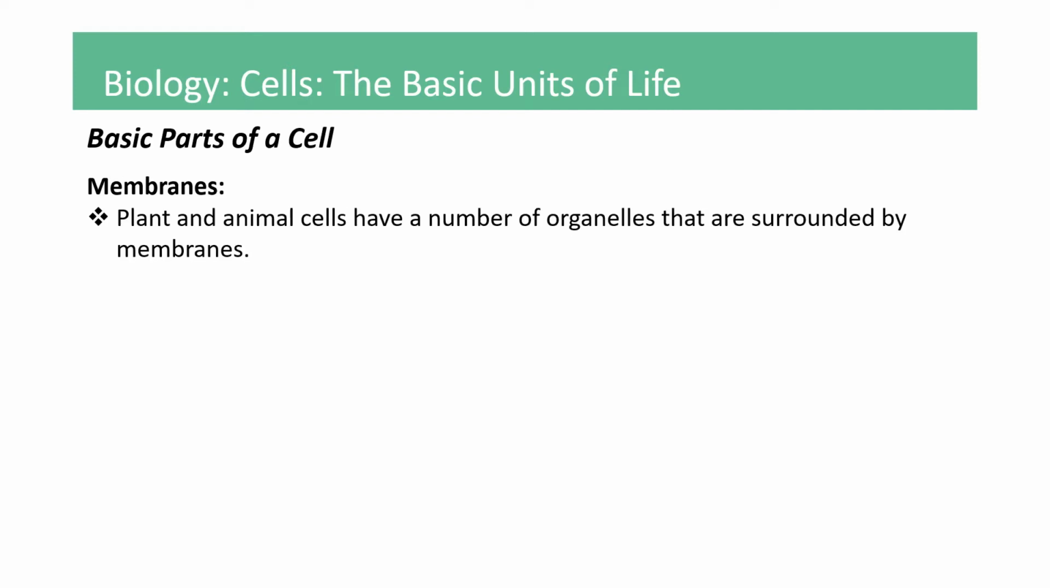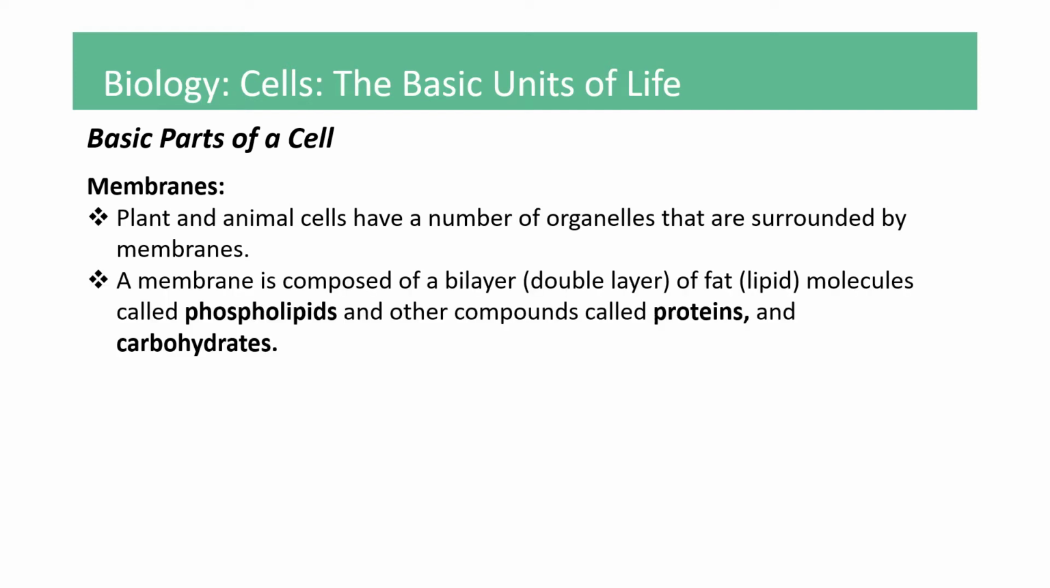Membranes. Plant and animal cells have a number of organelles that are surrounded by membranes. A membrane is a bilayer, meaning a double layer, of fat or lipid molecules called phospholipids and other compounds called proteins and carbohydrates.